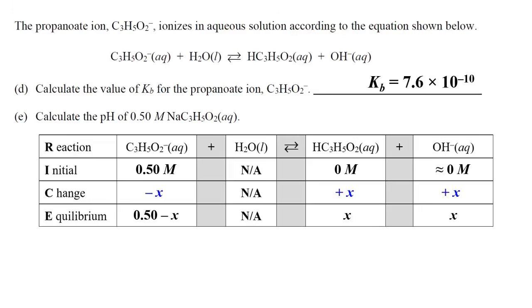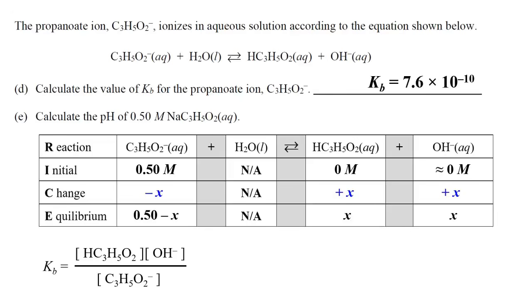Well, now that I know the numbers in terms of x in the final row of this RICE table, the next thing I'm going to do is write the Kb expression for this weak base, the propanoate ion. So it's going to be products over reactants for that reaction that you can see here on this slide. So the Kb expression is the concentration of the propanoic acid times the concentration of hydroxide divided by the concentration of the propanoate ion. And then obviously I'm ignoring water in this Kb expression because water is a pure liquid.